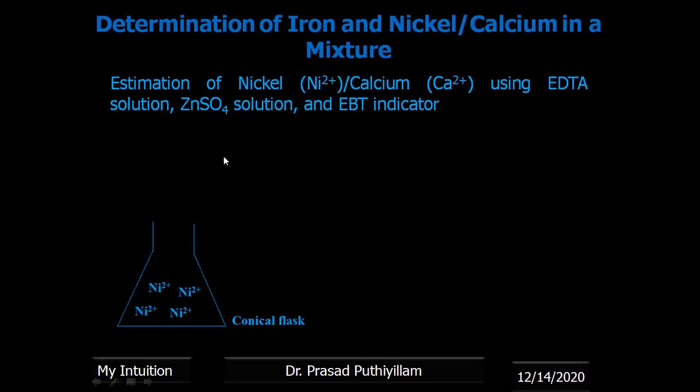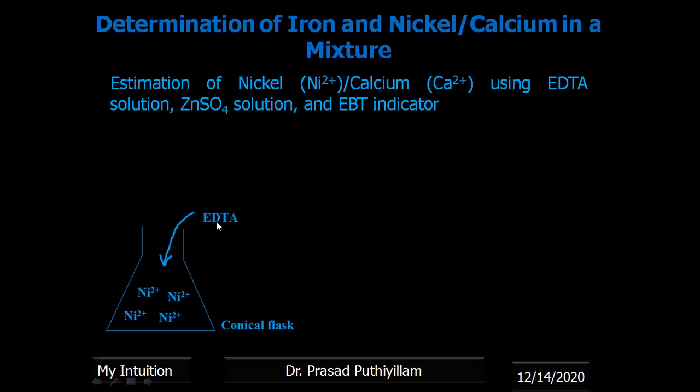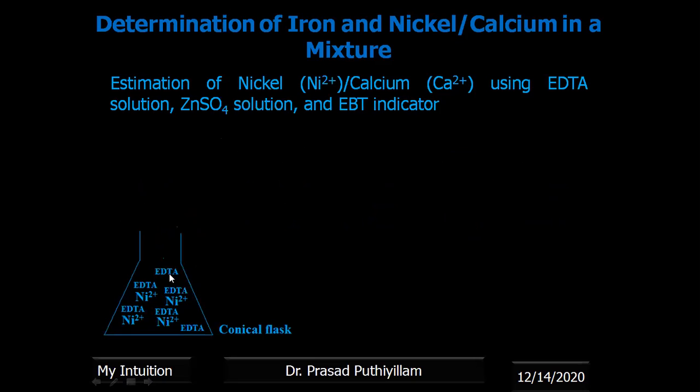In a conical flask, we are pipetting out 25 ml of a nickel solution or calcium solution. That is the filtrate, which is diluted to 250 ml. From that, we again pipette 25 ml into a conical flask. So it is represented with the nickel. We need to add EDTA. Initially, excess EDTA is there. EDTA will react with nickel, forming the EDTA nickel complex. So I am representing this as an EDTA nickel complex, and EDTA will be remaining there.